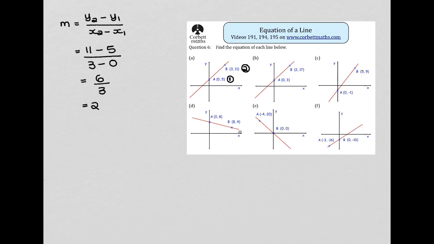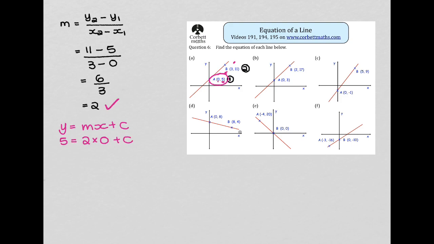If I want to find the equation of the line, I'm going to substitute the gradient and any one of these two coordinates into the formula y equals mx plus c. You can choose any one of those two coordinates and you will get the same answer. I'm going to choose A because the zeros mean there's less to do. So the y value is 5, so I replace y with 5. My m is 2, I had just worked that out. My x is 0, so I replace it with 0, plus c.